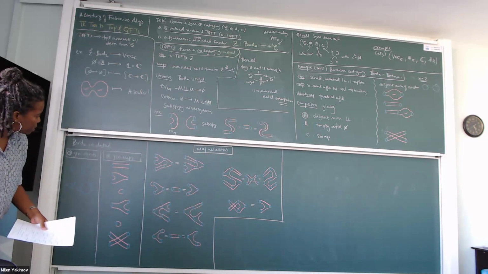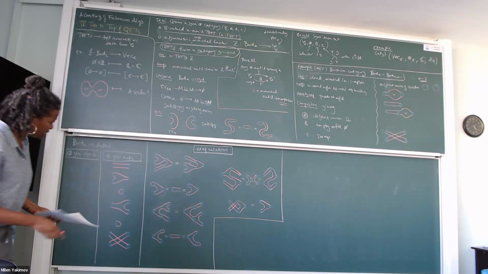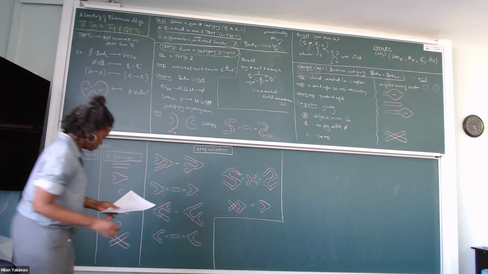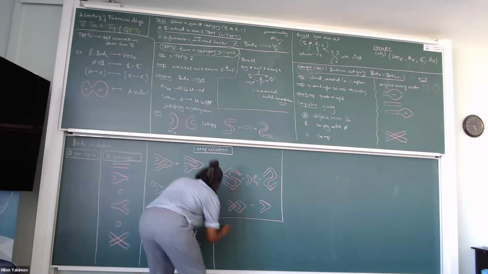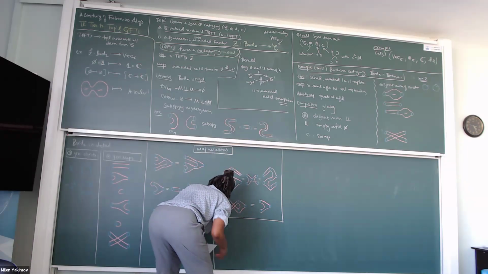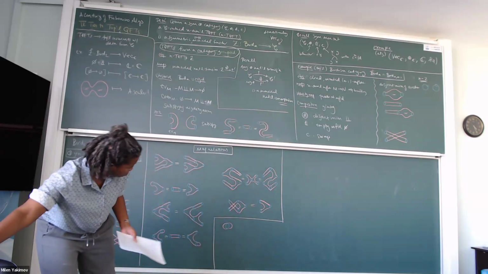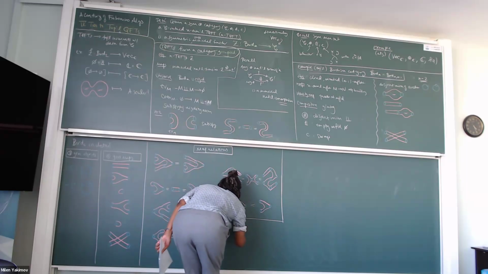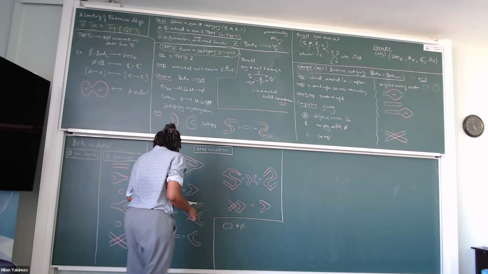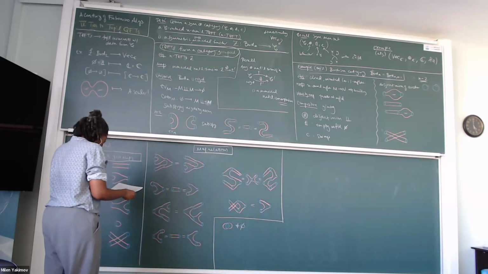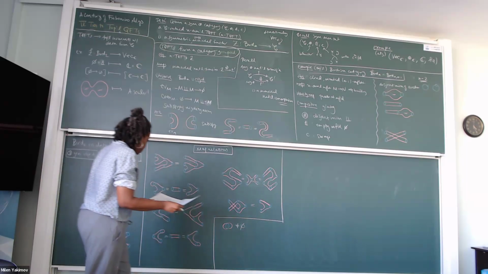So this is a really nice category. One thing to note: if I were to do a cup and a cap, this is not equal to the identity. So we don't have that. Okay.